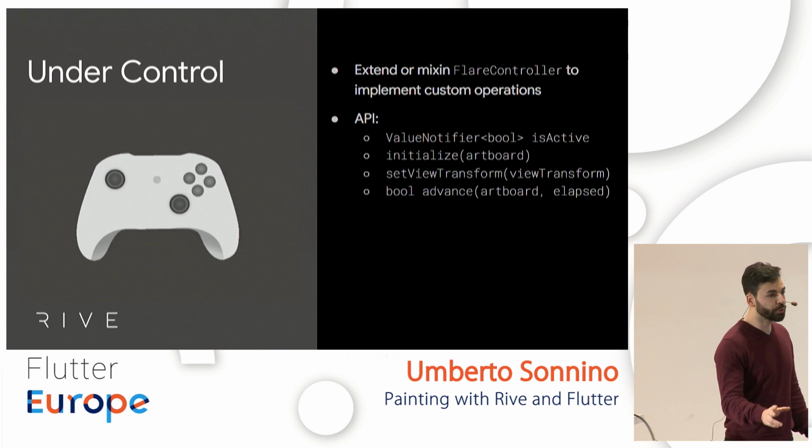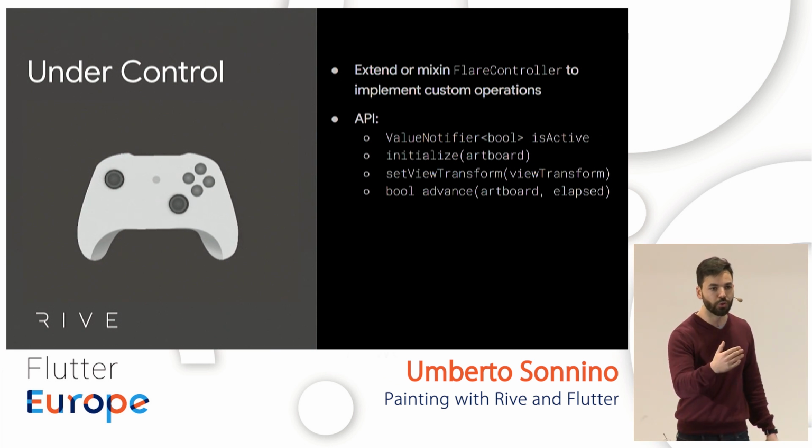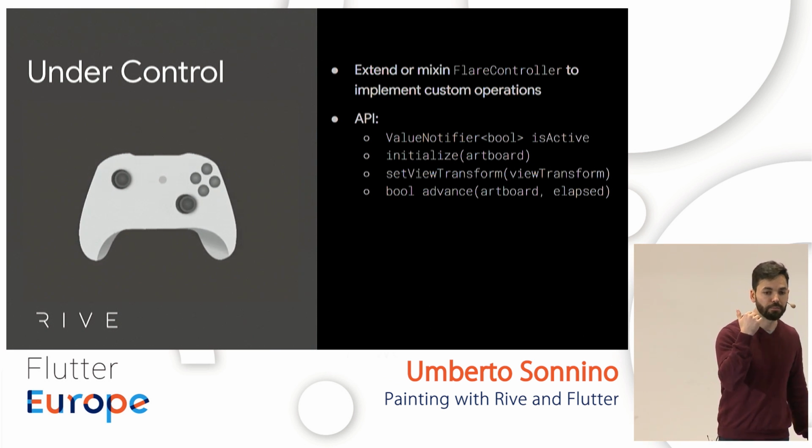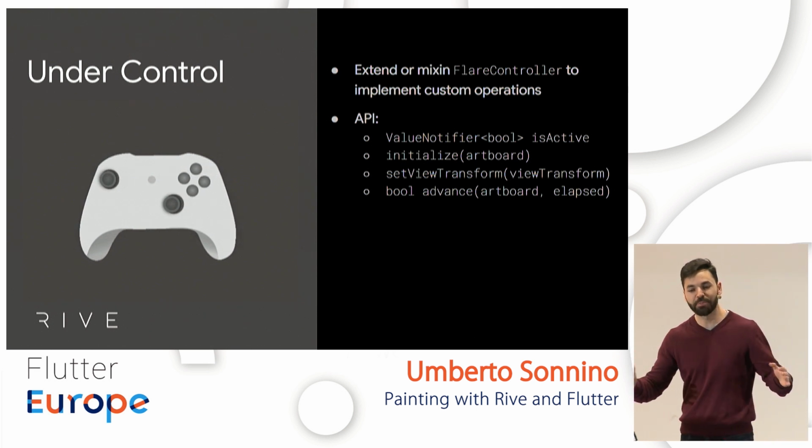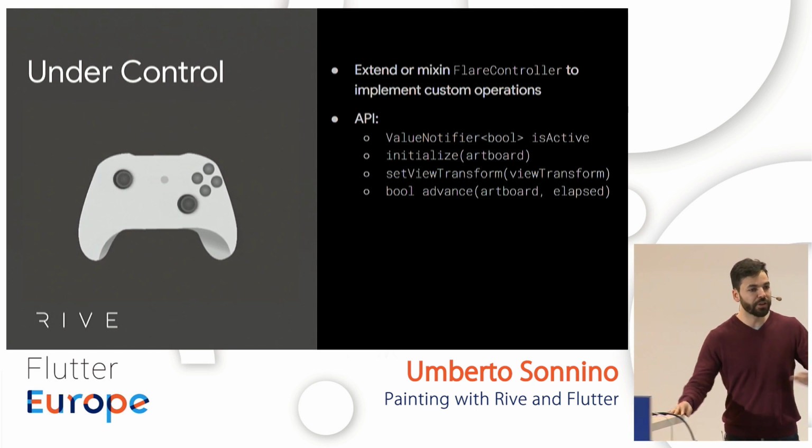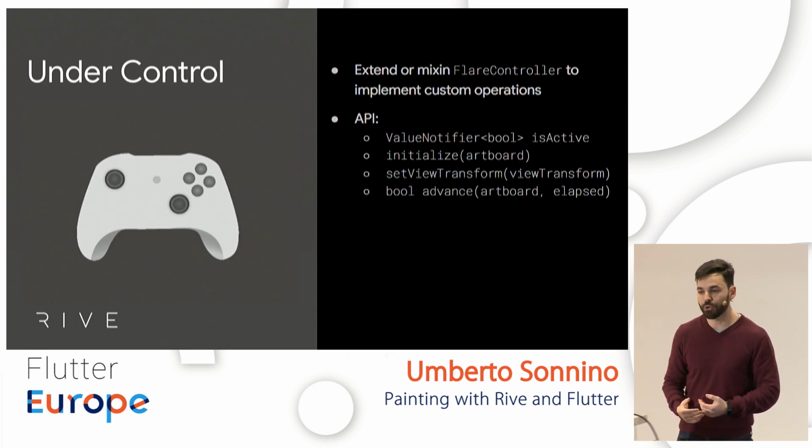You got to return true in the advance call if you want the controller to still be understood as being active. And in here, you're going to perform the advancing functions of your animation.